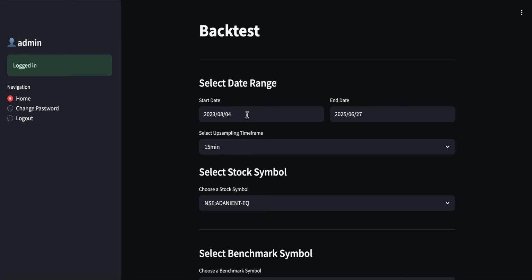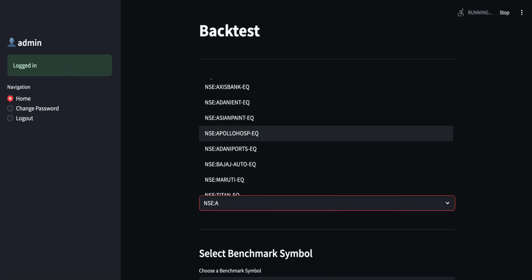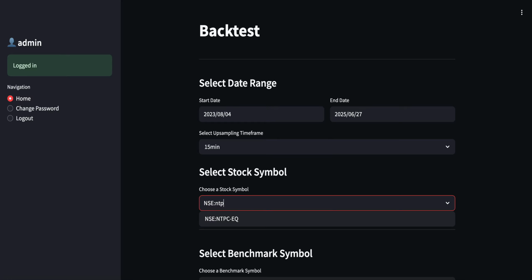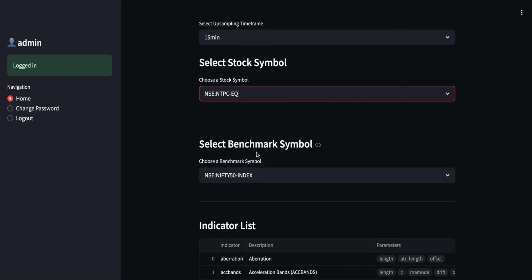I have selected the date range from 2023 till 2025, and I have taken the 15 minute time frame. Now I have to choose the stock. Just for convenience I will use NTPC, so that you will get the idea, as it is a PSU stock, and I will compare this stock with the benchmark, which is the Nifty 50 index. So we'll have a clear indication of how Nifty 50 has performed compared to NTPC.